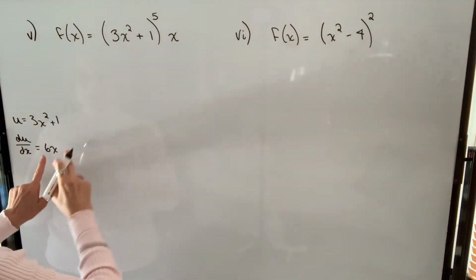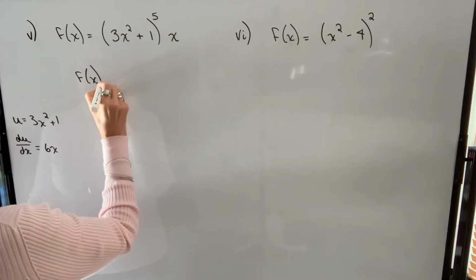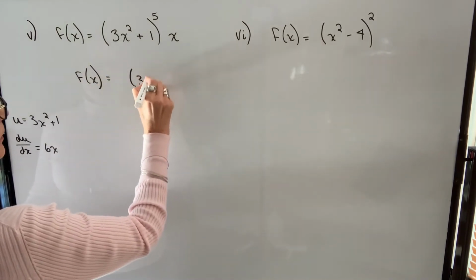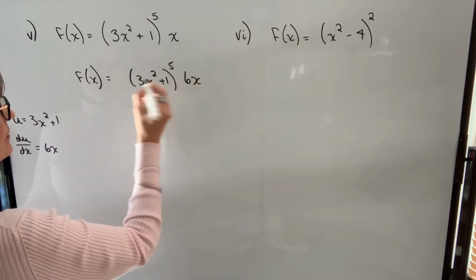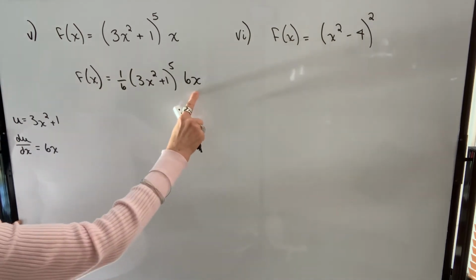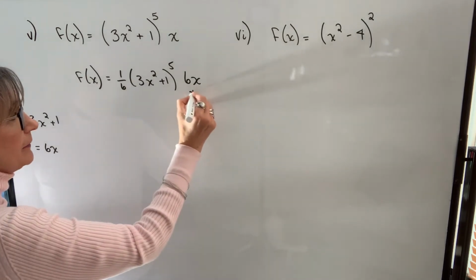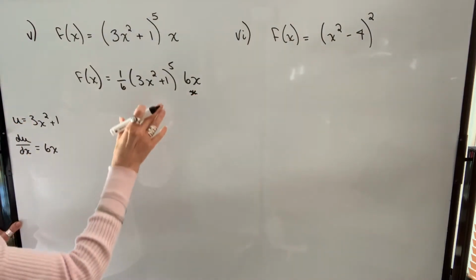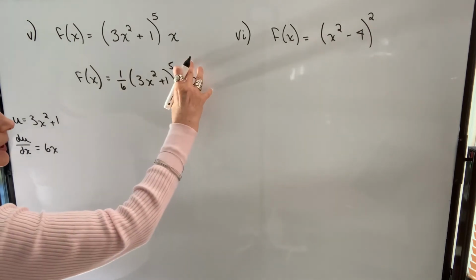So I need a 6x. That's not a problem. I can simply multiply by 6 to get 6x, as long as I also divide by 6. So I haven't changed the value of the function, and this needs to be there in order to find the antiderivative, but it's not going to appear in my antiderivative.